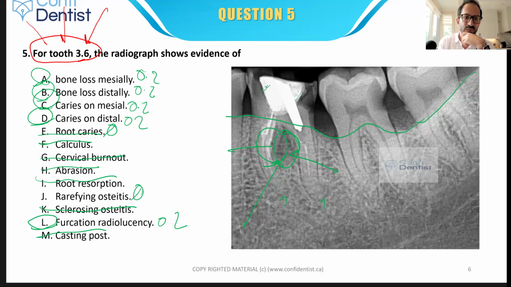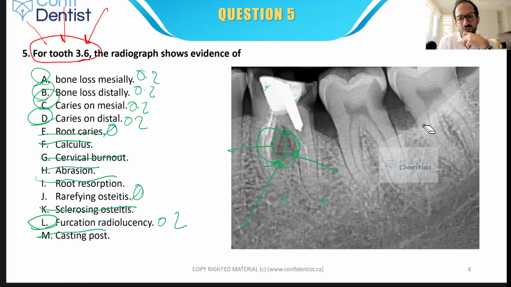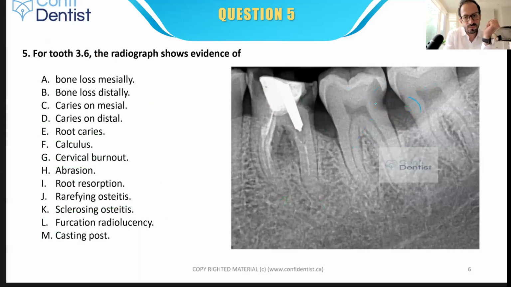Okay, so A, B, C, D, and L, the answers. Just let me show you some other stuff we see on this X-ray. So I have root caries here. Root caries here. So 2 root caries. We have calculus over here.